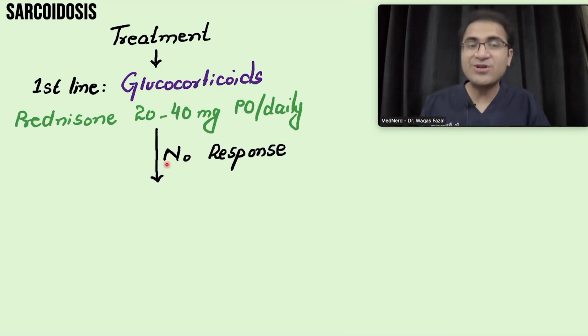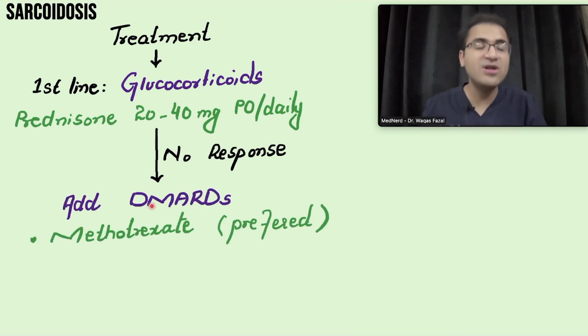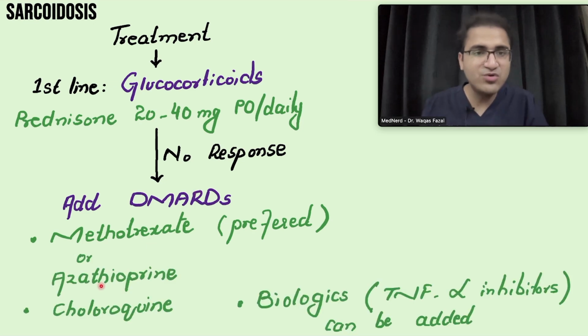Now, if the patient is not responding to glucocorticoids, or if there is any contraindication to use the glucocorticoid, in such cases you can start the patient on disease modifying anti-rheumatic drugs like methotrexate. Methotrexate is a preferred drug for the treatment of sarcoidosis in case glucocorticoids cannot be used, or if there is no response to the glucocorticoids. Other than methotrexate, azathioprine can be used in combination with the steroids. Chloroquine can also be used, and biologic agents like TNF alpha inhibitors, drugs like infliximab.